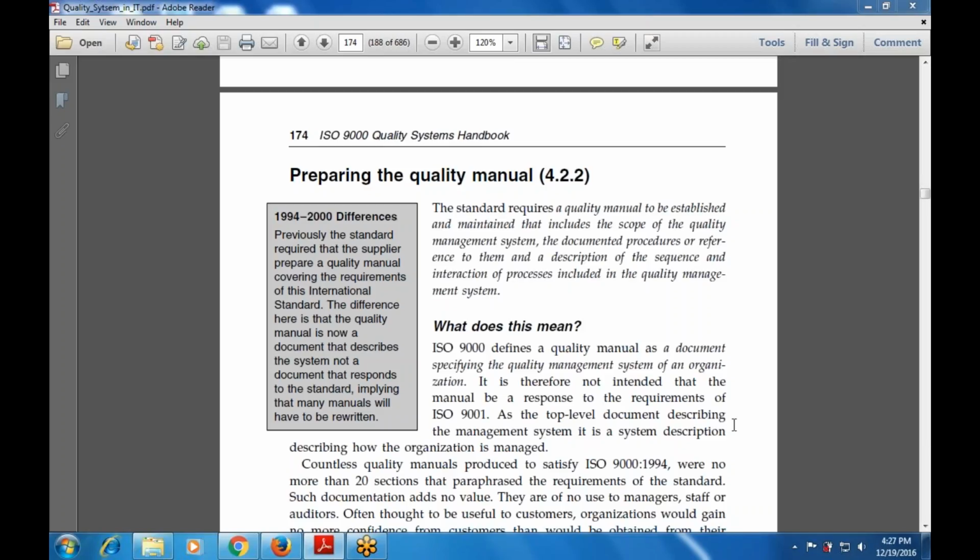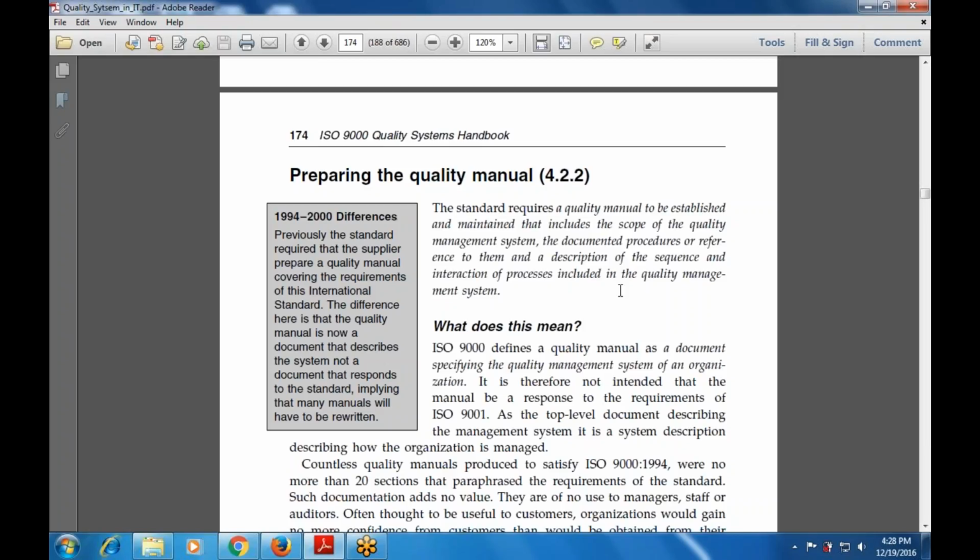So this standard requires a quality manual to be established and maintained that includes the scope of the quality management system, the documented procedures, or we can say the description of the sequence and interaction of the processes included in the quality management system. Now, ISO 9000 defines the quality manual as a document specifying the quality management system of an organization. It specifies whatever quality management techniques and management tools we are using in the organization. It is therefore not intended that the manual be a response to the requirements of ISO 9001. So this is different from ISO 9001 and ISO 9000.